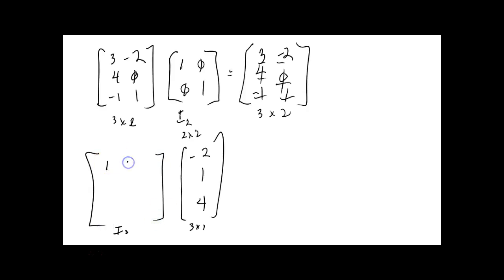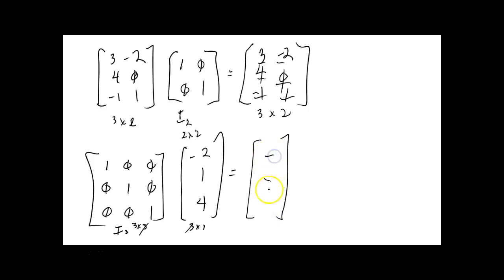1, 0, 0, 0, 1, 0, 0, 0, 1. Got it. Okay, now, when I multiply those two together, this is a 3 by 3 by 3 by 1. What size am I going to get? You're going to get a 3 by 1. Okay, so boop, boop, boop.